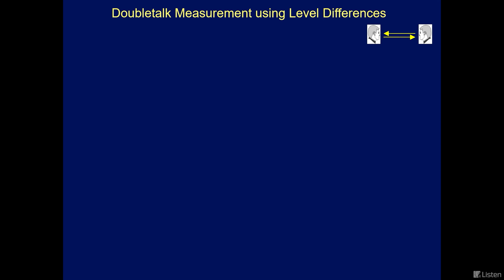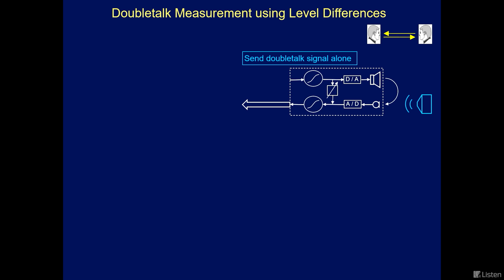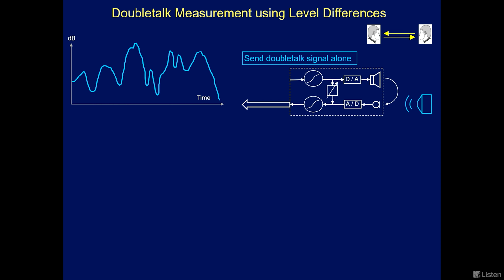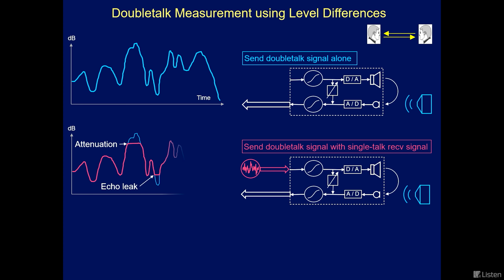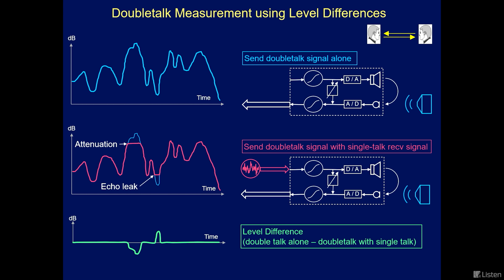So, how do Doubletalk measurements work using level differences? It begins by playing speech from a mouth simulator into a device where the Doubletalk signal is played by itself and the level versus time is taken. Then the Doubletalk signal is played again, this time with the SingleTalk signal that's going in the opposite direction present, and the level versus time again is measured. And there could be some differences between that and the first measurement, and that is shown in the difference.